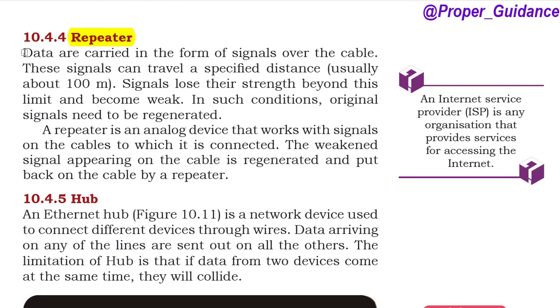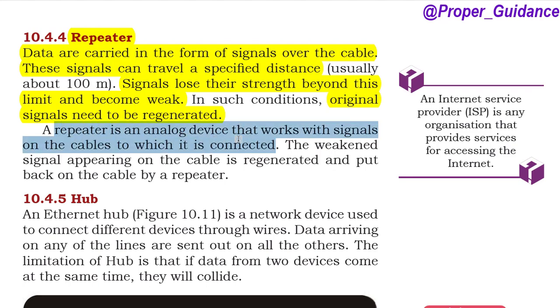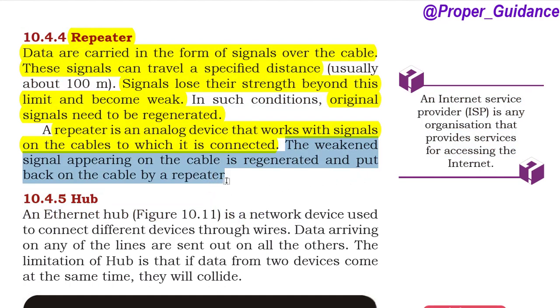What is a repeater? Data are carried in the form of signals over the cable. These signals can travel a specified distance, usually about 100 meters. Signals lose their strength beyond this limit and become weak. In such conditions, original signals need to be regenerated. A repeater is an analog device that works with signals on the cables to which it is connected. The weakened signal appearing on the cable is regenerated and put back on the cable by a repeater.